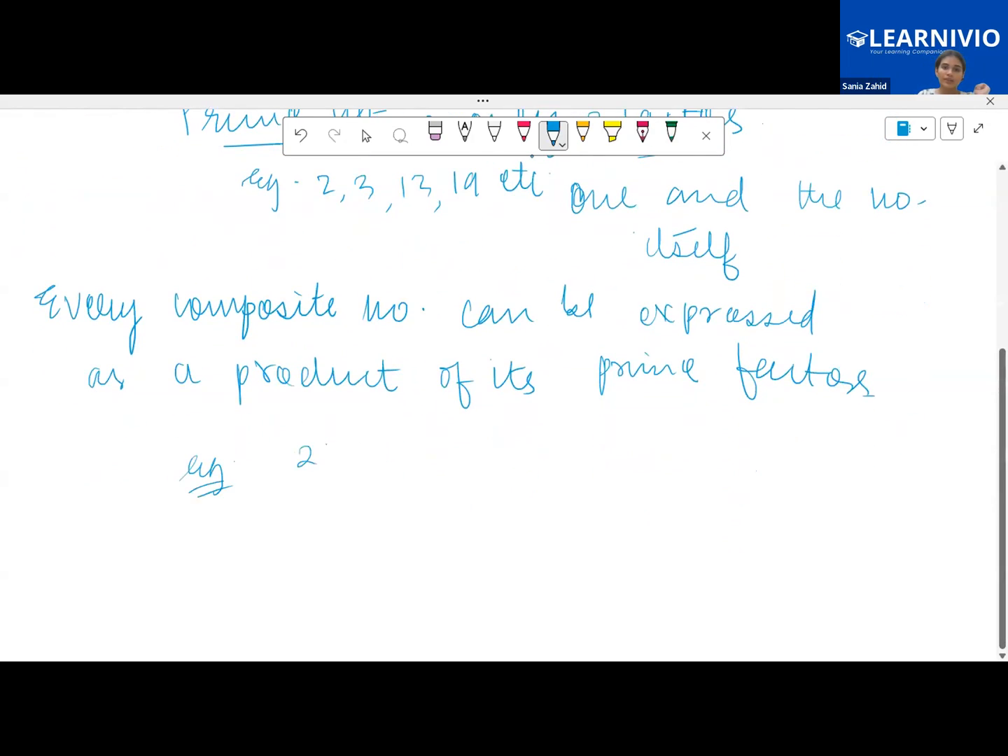I have 25. Now 25 can be expressed as 5 into 5. This is the prime factorization of 25. So it is represented as 5 into 5. So 25 is a composite number and 5 is a prime number. So a composite number is being represented by a product of its prime factors.